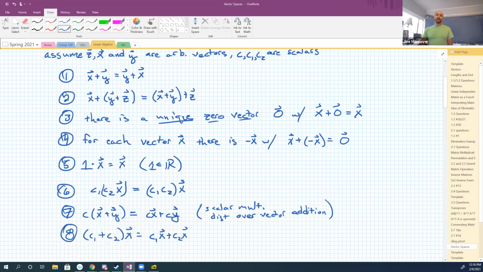Okay. Now, there's a couple things hidden in here that aren't necessarily obvious that are the first things you should check. The first is X plus Y. If you take two vectors and add them together, that has to be in the space you're talking about. Another thing is that if I multiply by a scalar, that also has to be in the space that I'm talking about.